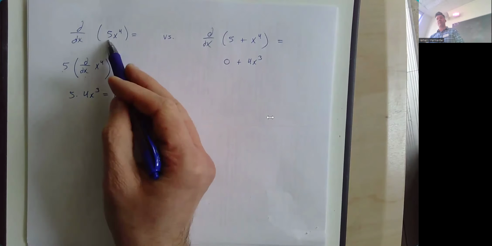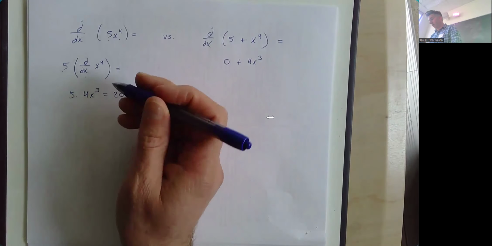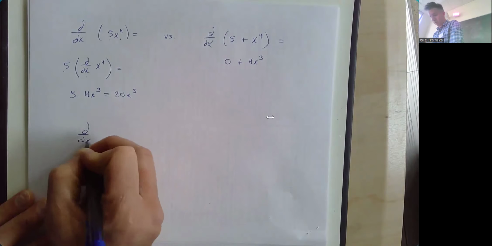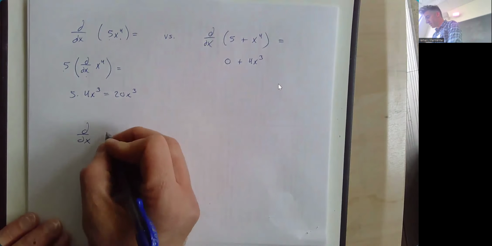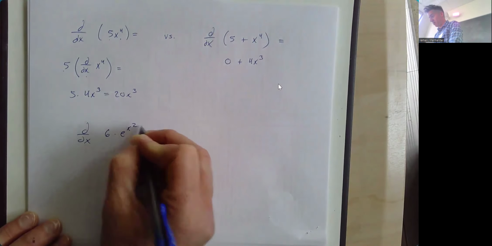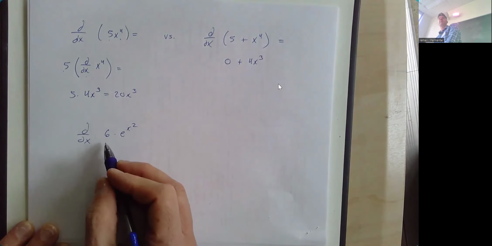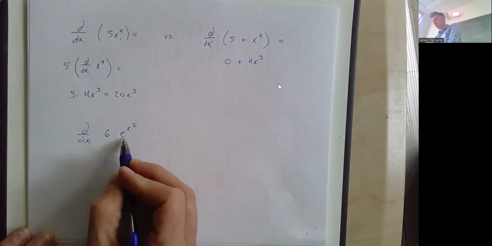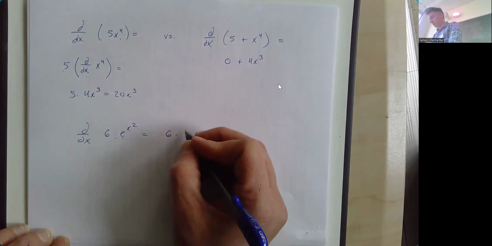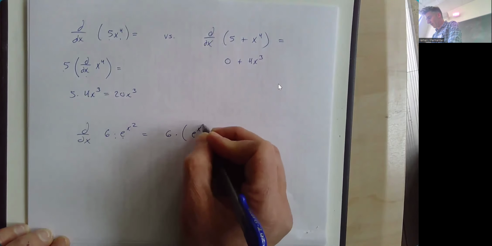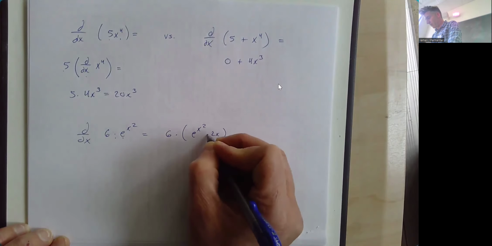If you have a constant times a function, then the derivative of, say, I don't remember which one we were looking at there specifically. I forgot what the examples were. But for example, the derivative of 6 times e to the x squared, that 6 is a constant multiple of a function. It's going to be 6 times the derivative of e to the x squared, which is going to be e to the stuff times the derivative of the stuff.